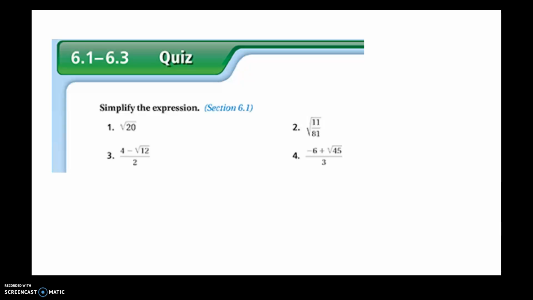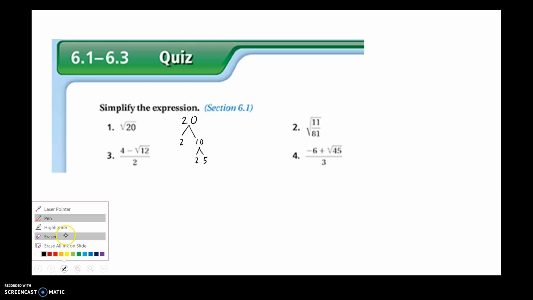Okay, so in order to simplify each of these, we have to look for the factors. So number 1, when I look at 20, and you did this very well, I could look at that as 2 times 10, and then 10 is 2 times 5. So all of these numbers are prime numbers. So every pair of the same number, we bring that outside of the square root, and then whatever remains has to go underneath the square root.